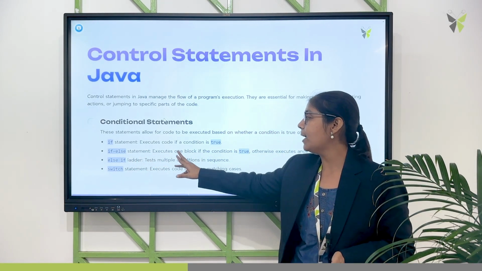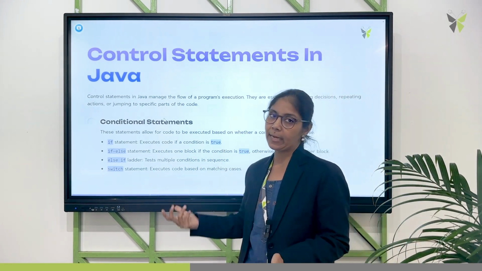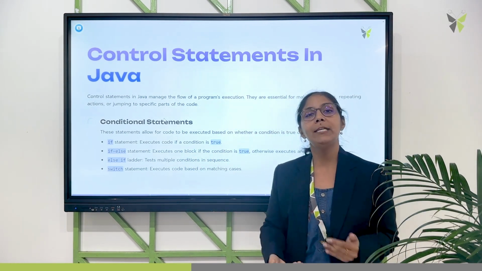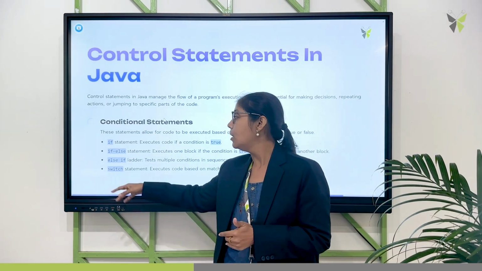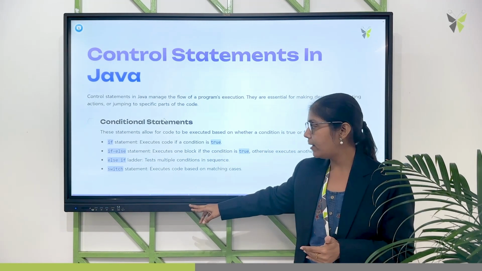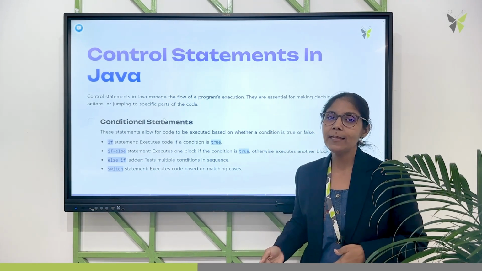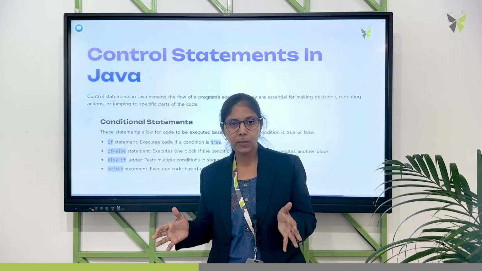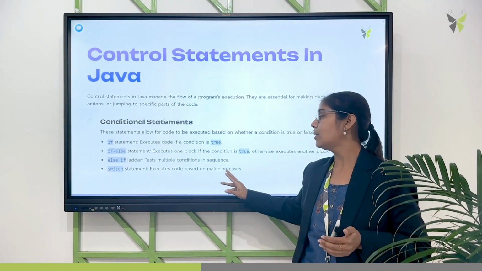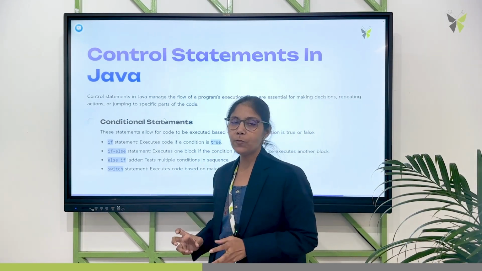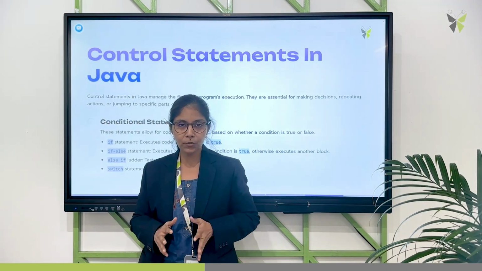The if else statement executes one block if the condition is true. Otherwise, it's going to execute my second block. If I want to check multiple conditions, like I'm not satisfied with the first condition, then the second condition, then the third condition, for that we have the nested if ladder. It tests multiple conditions in sequence. And lastly, based only on the expression value, not on any condition, we have your switch case. The switch case is based on matching cases. We check the value of your case in comparison to your variable. So that's it for the control statements.